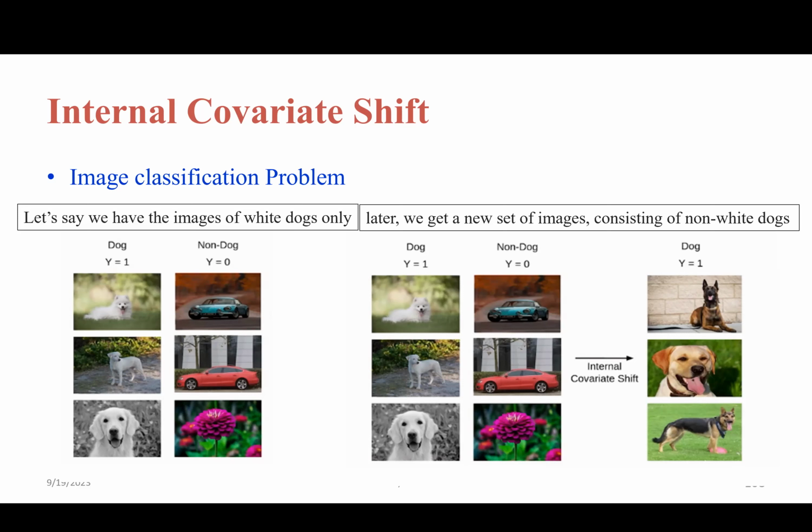So the distribution of the hidden activation will also change, because there is a change in distribution due to the new data. And this change in hidden activation is known as internal covariate shift. This problem can be overcome using batch normalization, and as we can solve this problem using batch normalization, it ultimately helps us to increase the speed.